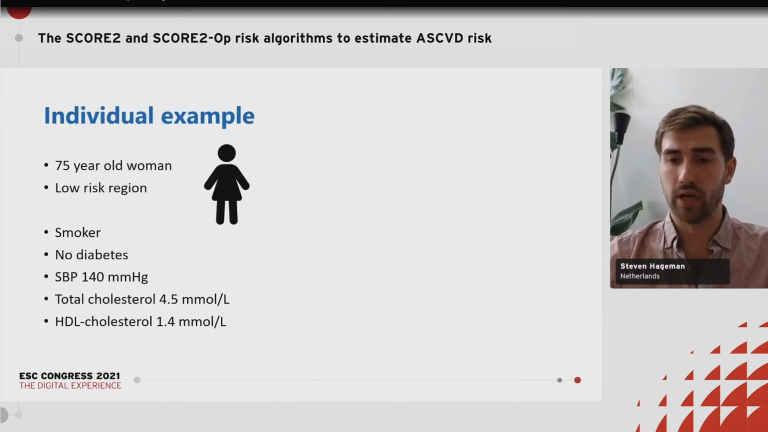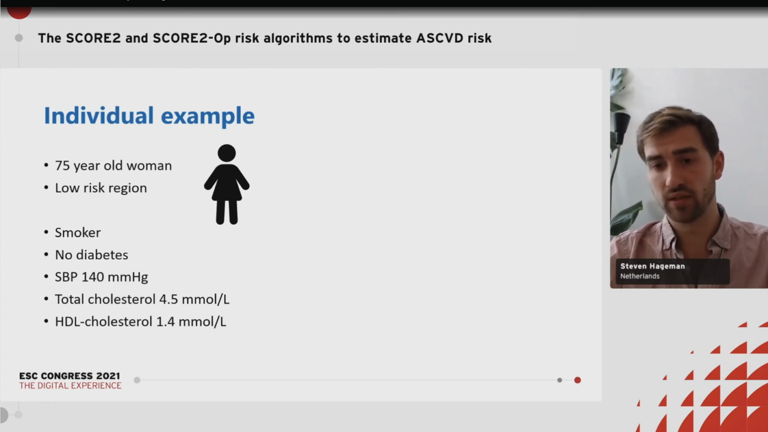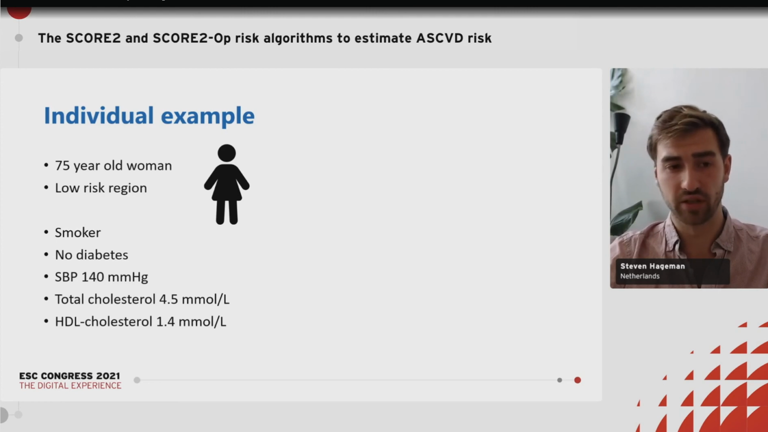However, the model can also be used online, which also has some very important advantages, which I will demonstrate with a patient example. For example, you have a 75-year-old woman in front of you. She is from the Netherlands, in the low-risk region. She's a smoker, she has no diabetes, she has a blood pressure of 140 millimeters mercury, a total cholesterol of 4.5 and an HDL cholesterol of 1.4.